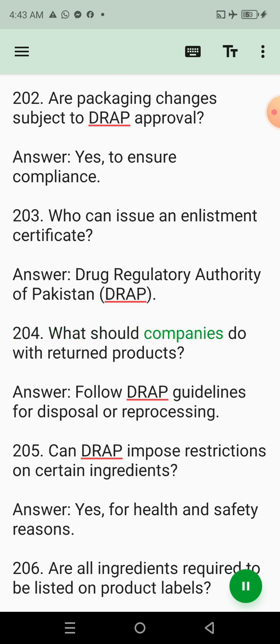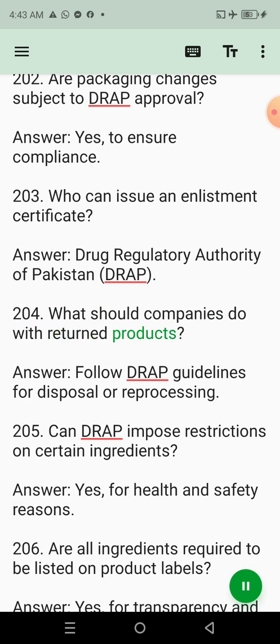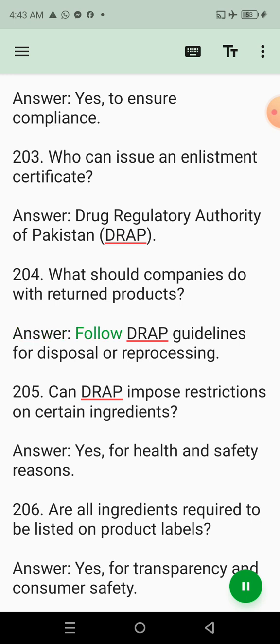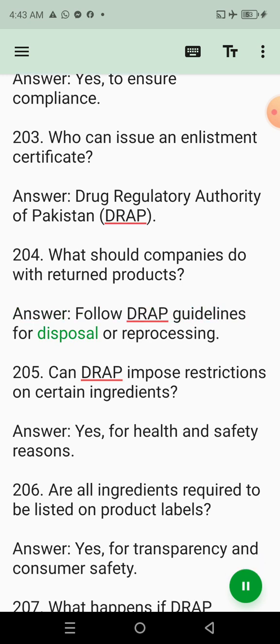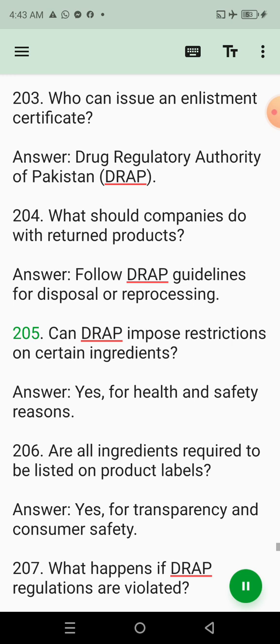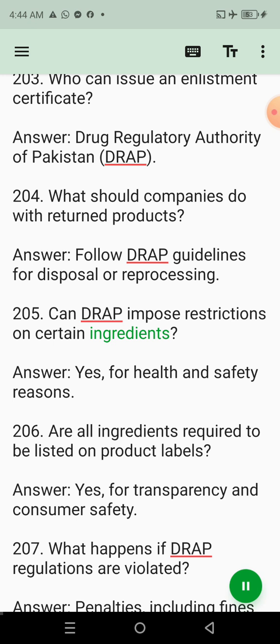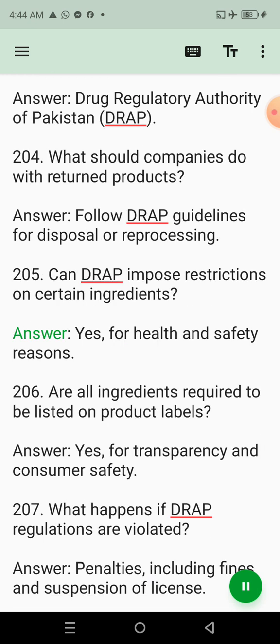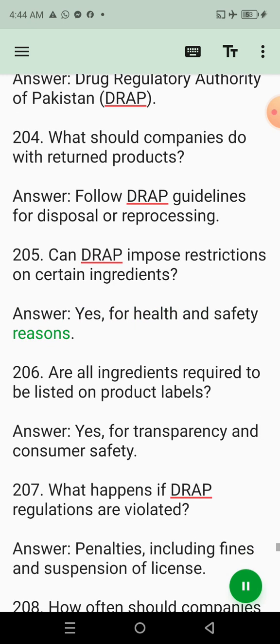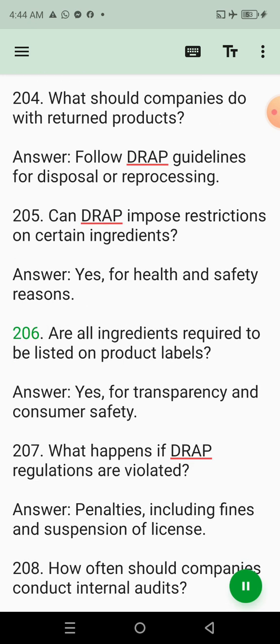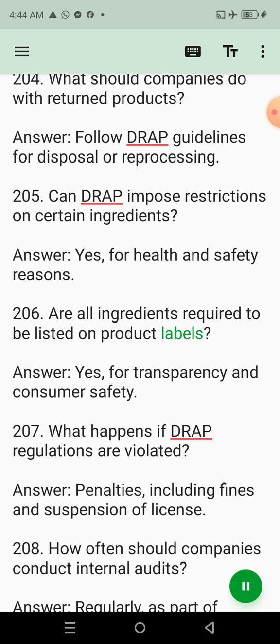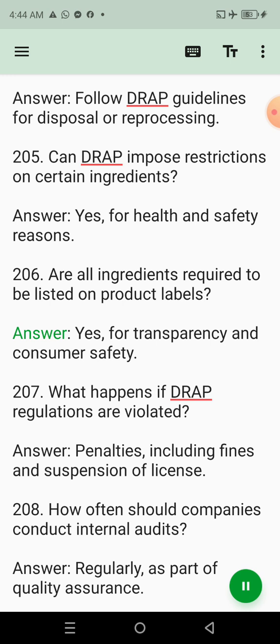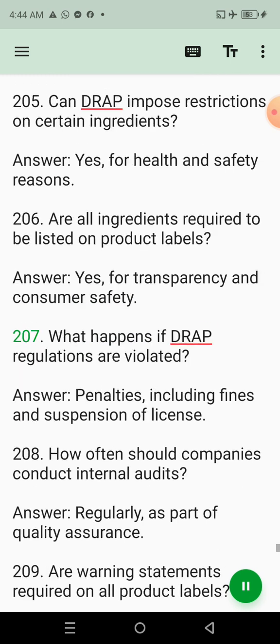204. What should companies do with returned products? Answer: follow DRAP guidelines for disposal or reprocessing. 205. Can DRAP impose restrictions on certain ingredients? Answer: yes, for health and safety reasons. 206. Are all ingredients required to be listed on product labels? Answer: yes, for transparency and consumer safety.